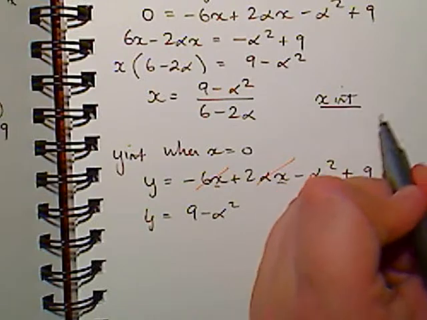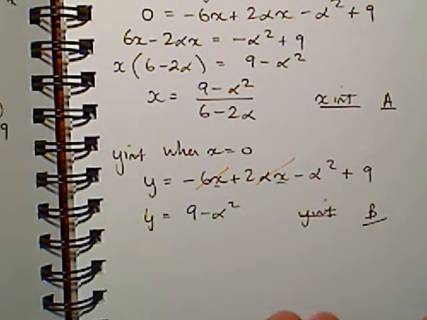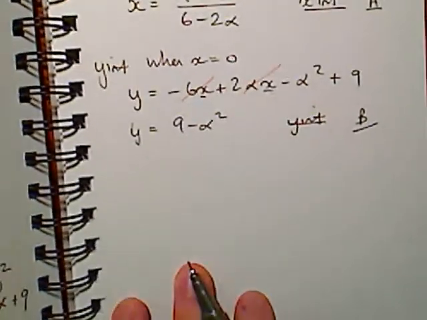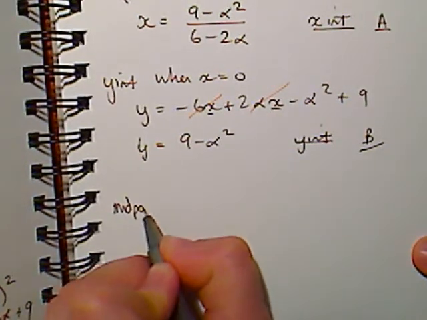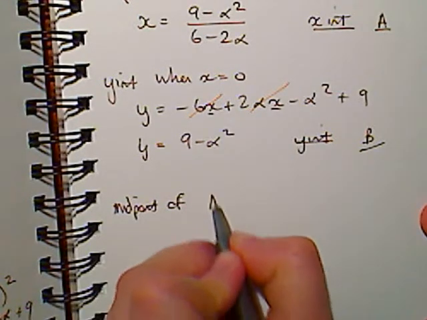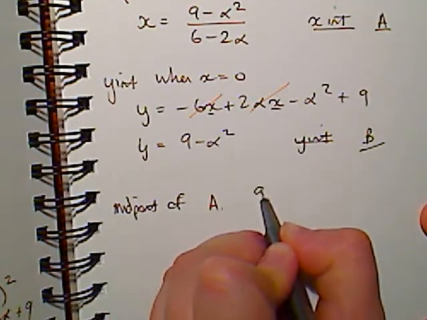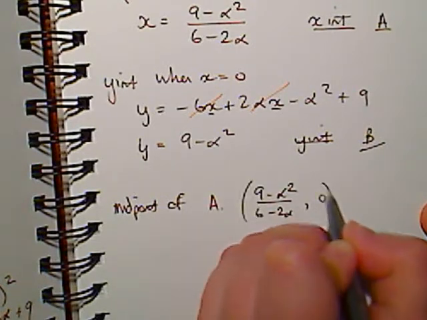They called the x-intercept A in the question and the y-intercept B. And now we need to find the midpoint of AB, which has coordinates this one and B.